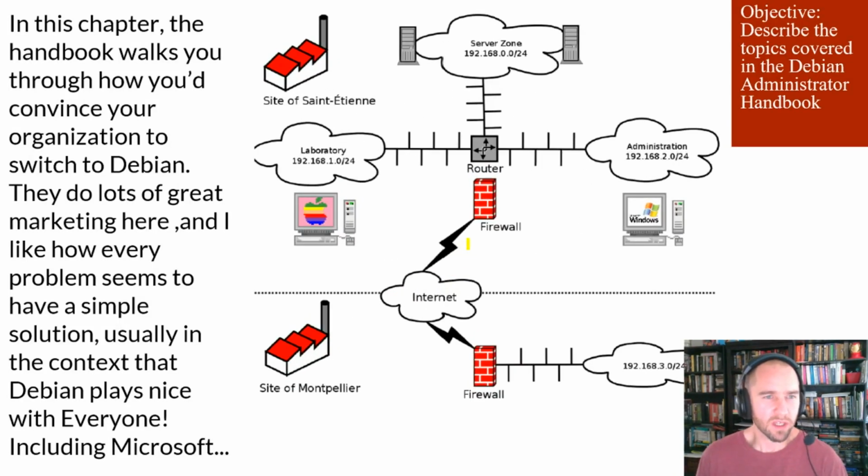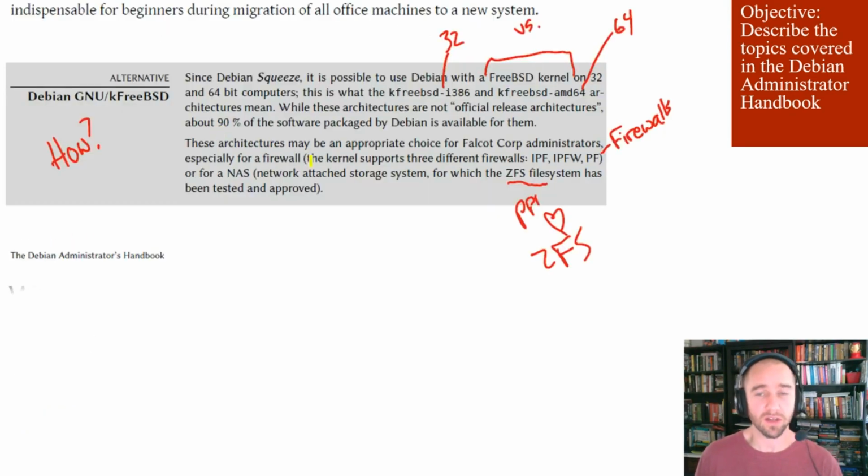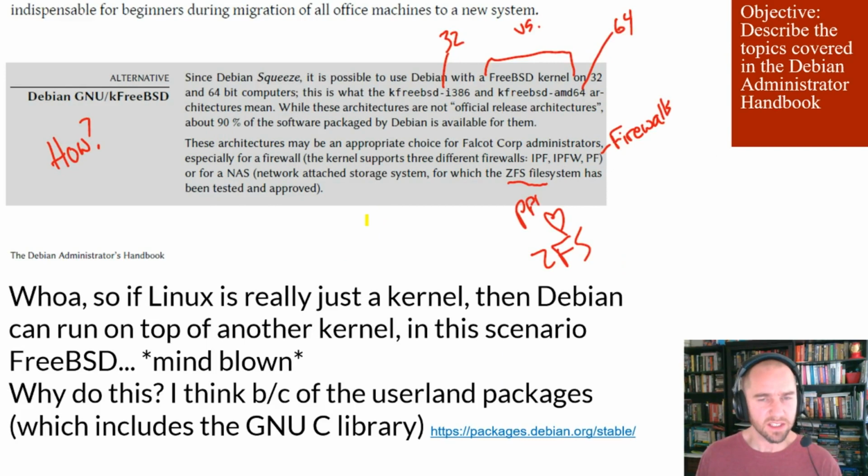And maybe one of the biggest points that they make is the idea that Debian just plays really nice with everyone, like all kinds of other operating systems, whether it's Apple or a Windows machine. One of their biggest marketing things is just that Debian is good for everything. Now, amidst all this convincing, I found this particular paragraph really interesting.